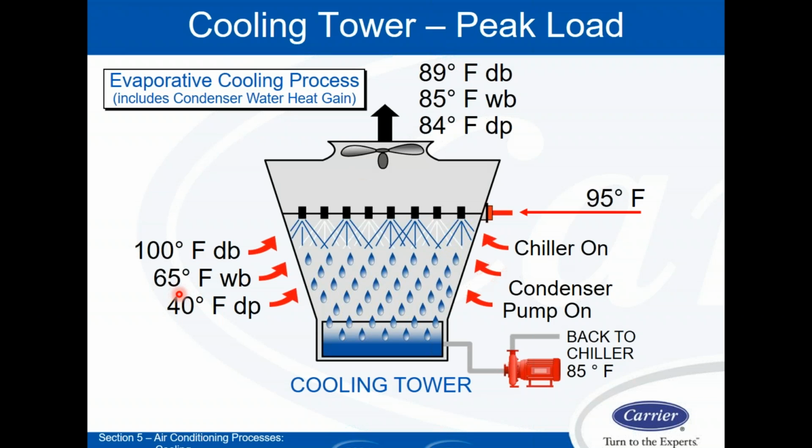And then my wet bulb, in this case, is actually going to change. It's going to go from 65 up to 85 because I am, in fact, adding latent heat by adding the warmer water here. So that's a pretty extreme example in this case. From the air side, it's pretty extreme.